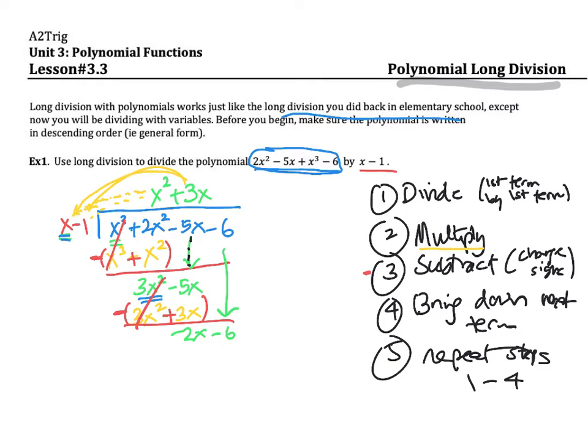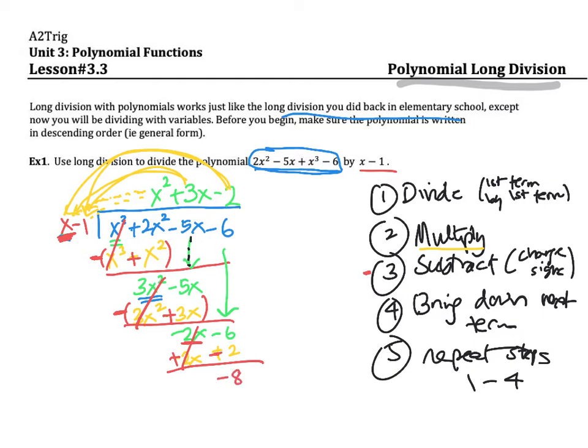I repeat the process one more time. I take negative 2x divided by x, which is negative 2. I multiply: negative 2 times x is negative 2x. Negative 2 times negative 1 is positive 2. I change my signs or subtract. The first term should cancel, and I end up with negative 8.